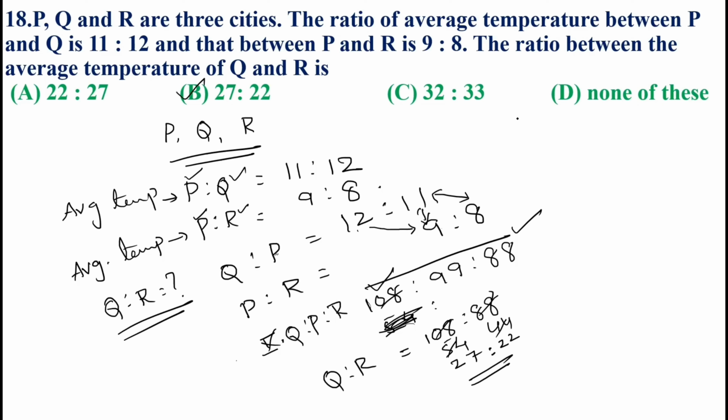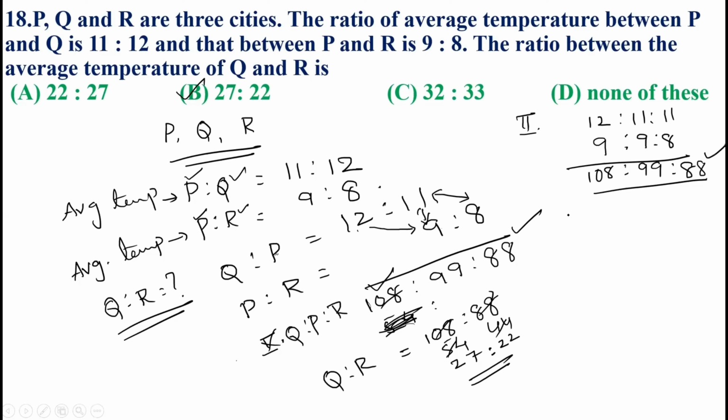Is this an option? Or you can go with the second method. See, 12 is to 11 and 9 is to 8. Here another letter is not present, so keep 11 the same. Here also another number is not present, keep 9 the same. So 12 9s are 108 and 11 9s are 99 and 11 8s are 88. Same in this way.